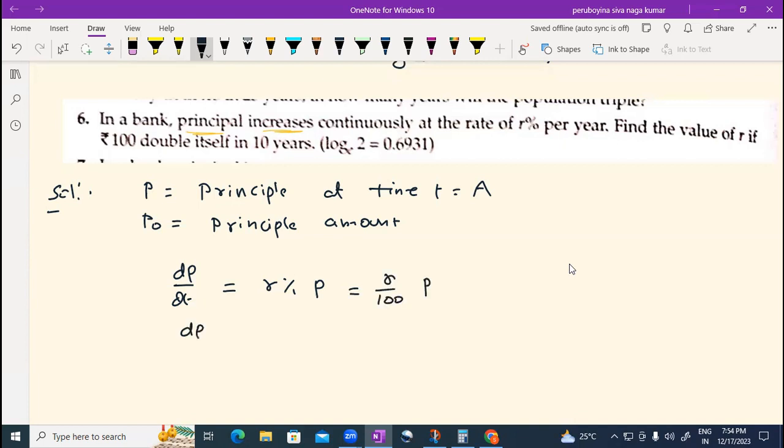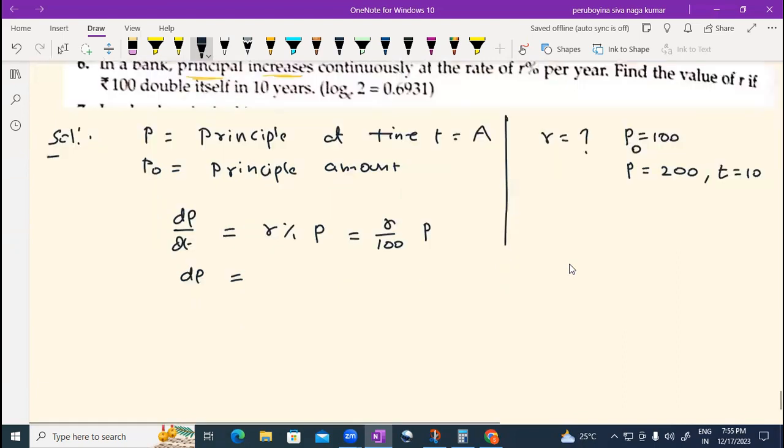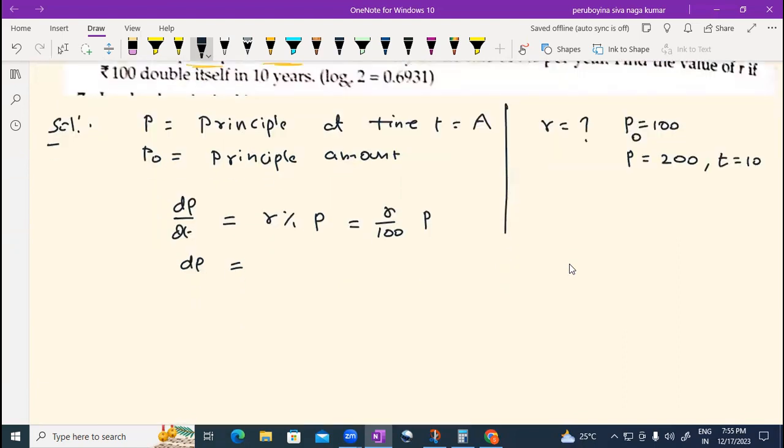Now we will solve this differential equation. What was the more information given to you? We have to calculate the value of R when 100 rupees doubles itself in 10 years. 100 rupees is the initial amount. P value should be double at a time of 10 years. This is the information given. We need to calculate the rate of interest. So what we do, dP is equal to R by 100 into P, or dP by P is equal to R by 100 into dt.